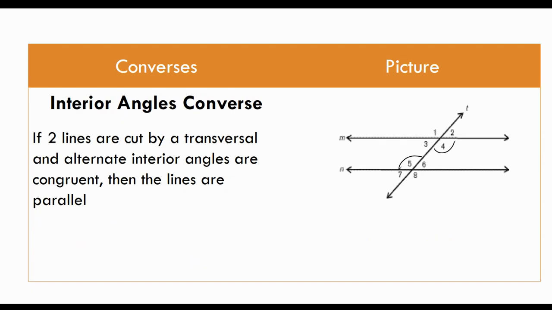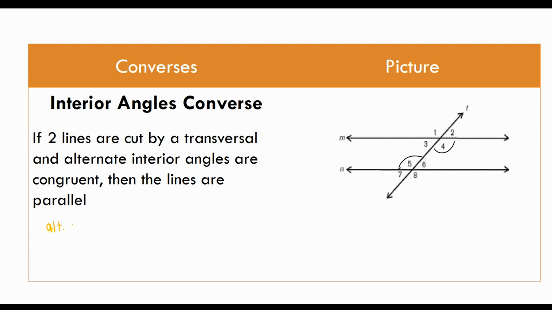Okay, here's another converse. We've got interior angles converse. If two lines are cut by a transversal and the alternate interior angles are congruent, then the lines are parallel. So once again, I'm not starting with parallel lines. I'm starting with angles that are congruent. In the picture, 4 and 5 are inside those two lines. They're on opposite sides of the transversal. They are alternate interior angles.